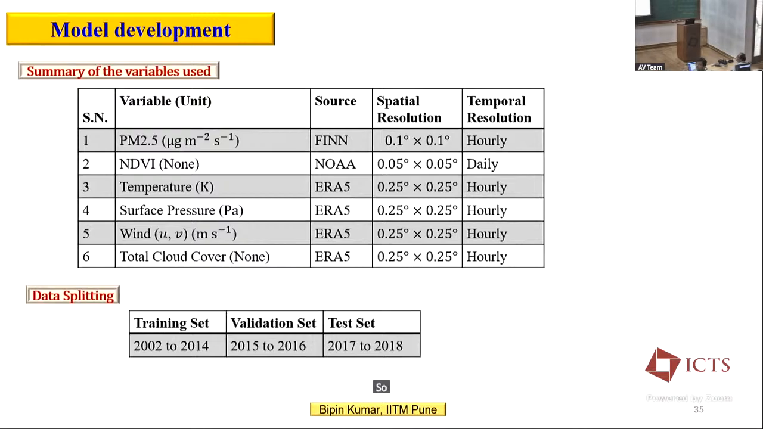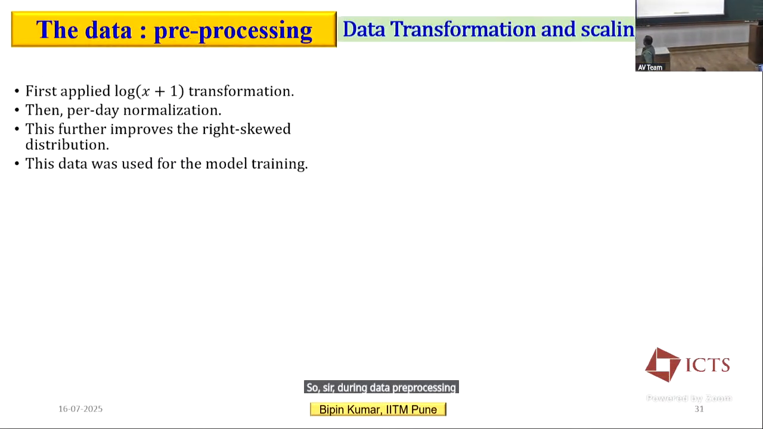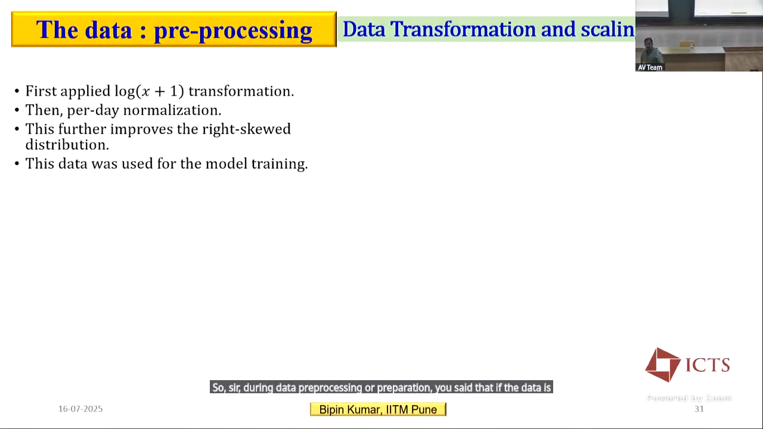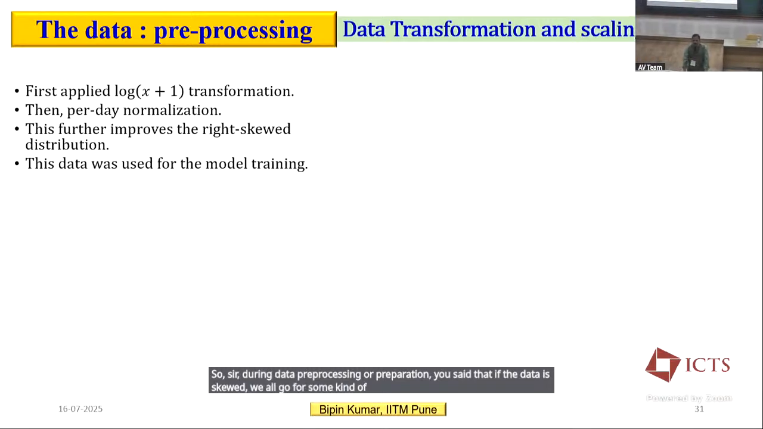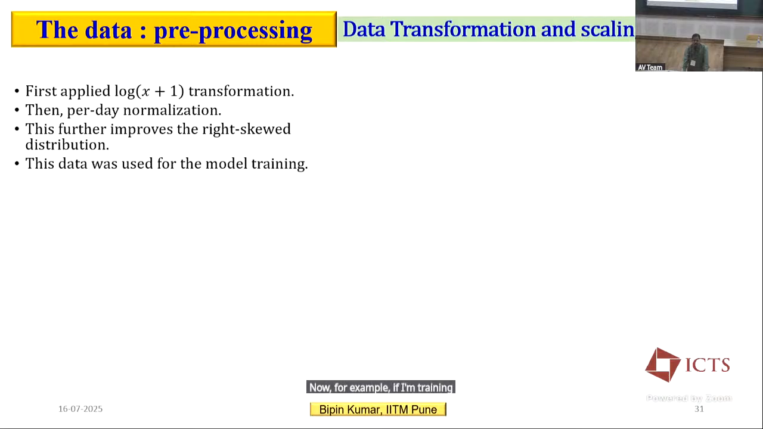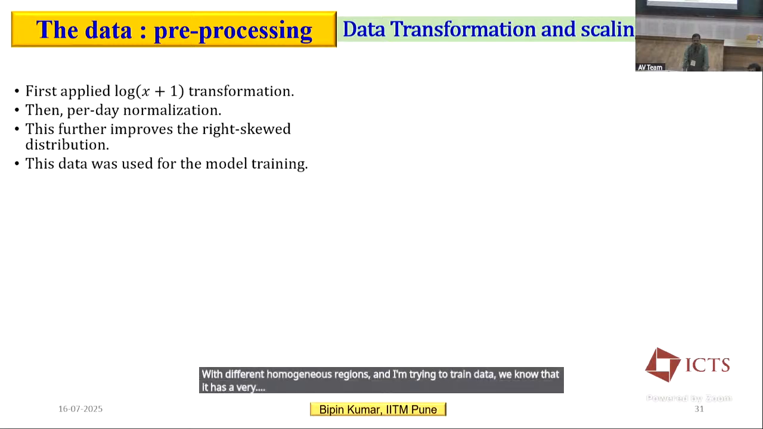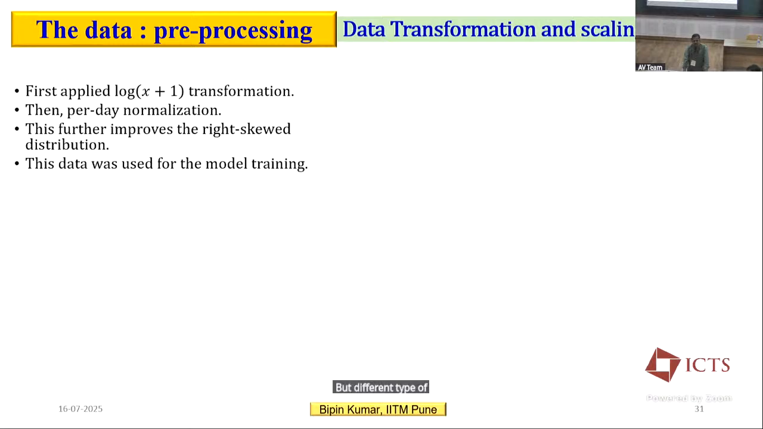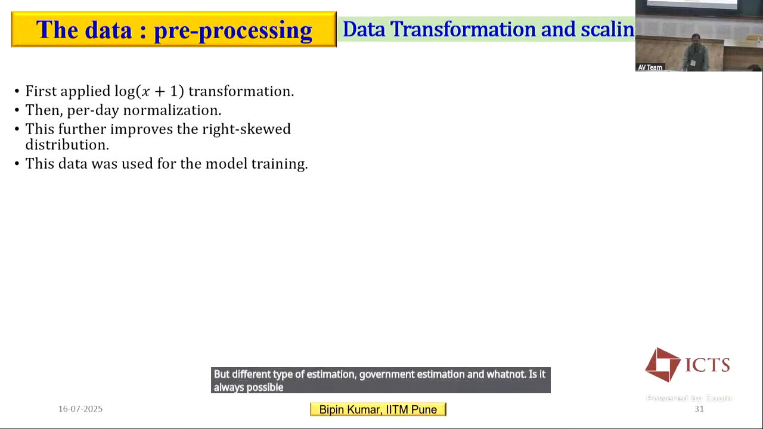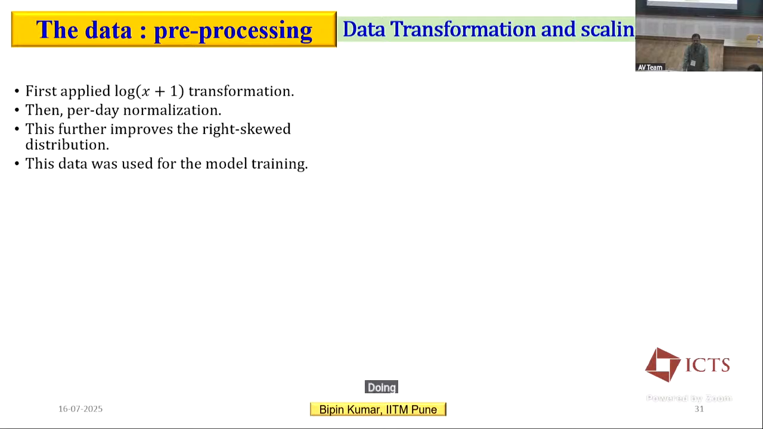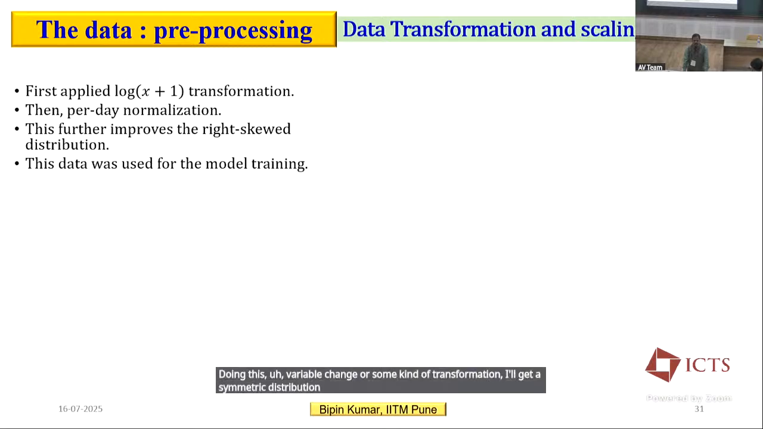Sir, during data pre-processing or preparation, you said that if the data is skewed, we go for some kind of Gaussian or symmetric distribution. Correct. Now, for example, if I'm training on rainfall data, specifically for India, with different homogeneous regions, we know it has a very different type of distribution, like a gamma distribution. Is it always possible that when I do this variable change or some kind of transformation, I'll get a symmetric distribution? Is it always possible?